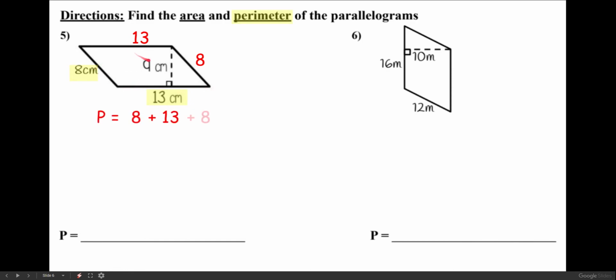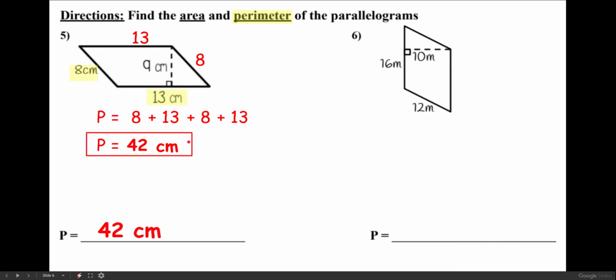8 plus 13 plus 8 plus 13. If you add all that up, you get 42. 42 what? 42 centimeters. Now, do we square it? No, because perimeter is just regular length. It's not square units or square length. So 42 centimeters is our answer.